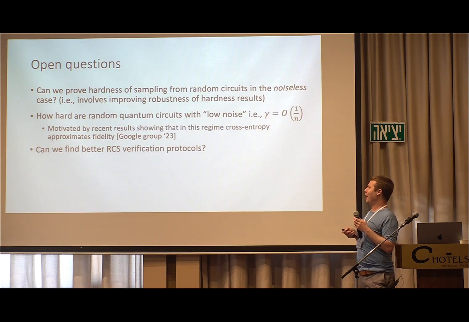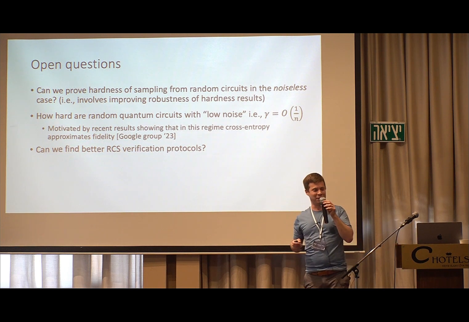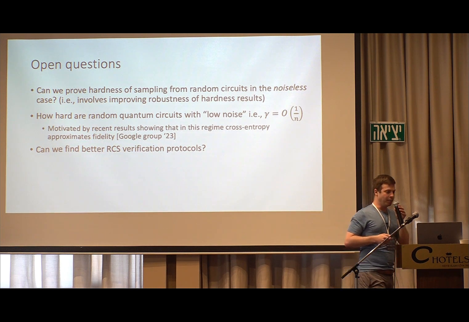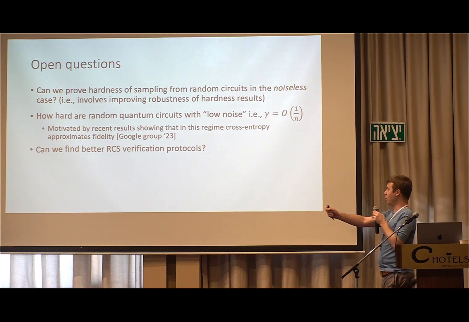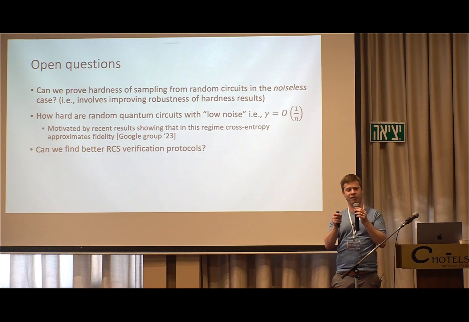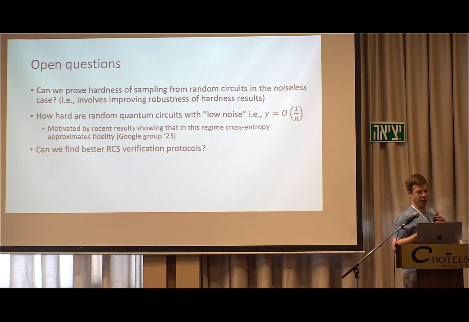In fact, that's where I'm going to end. I'll mention a few open questions, and then I'll take some questions of yours. So first, the obvious one, right? We didn't quite finish that noiseless question. Can we prove the hardness of sampling from random circuits in the noiseless case? We've gotten really close in some cases, but we still need to show that 2 to the minus n precision is hard, and we don't have that, okay? For boson sampling, we're a constant factor away, but we don't have it.